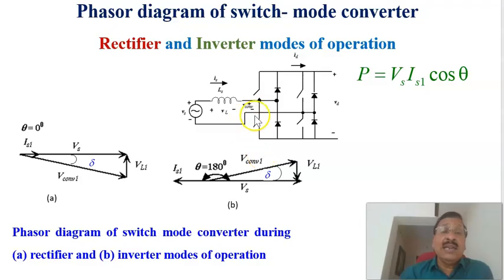Therefore, basically we are controlling the magnitude of the fundamental converter voltage as well as the phase angle. Thereby, you can control either the power flow from the AC grid into the DC source, then the converter is working as a rectifier, or the power flow from the DC source into the AC grid, then the converter is working as an inverter. That is indicated in the phasor diagram.